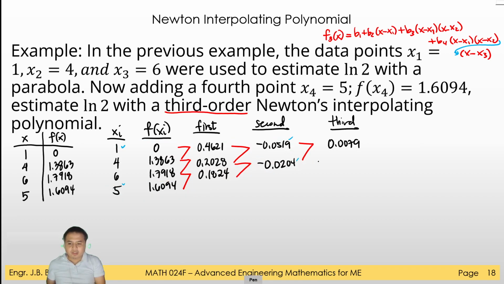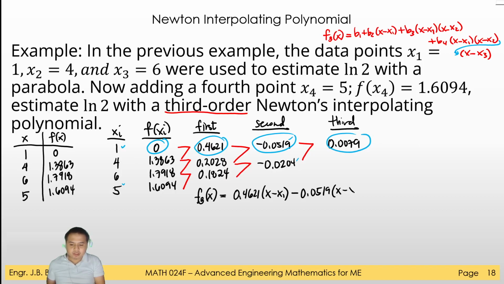So what does this mean now? Basically, again, as I said earlier, this will be your coefficient. So your cubic function, or third order function, will start with d1, so 0.4621, and then we have x minus x1, and then minus 0.0519, we have x minus x1, x minus x2, and then the last one we have plus 0.0079. We have x minus x1, x minus x2, and then, so there's no space anymore, x minus x2.